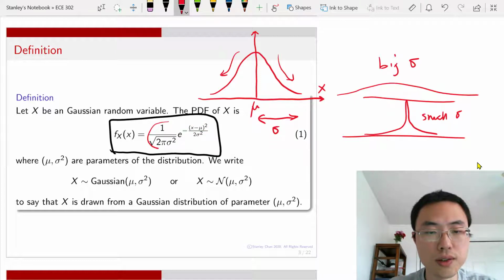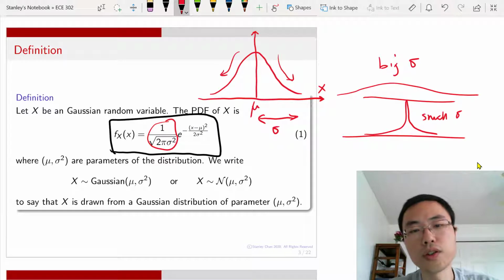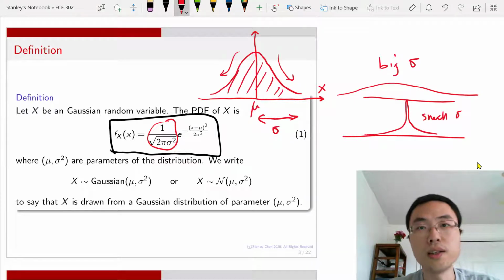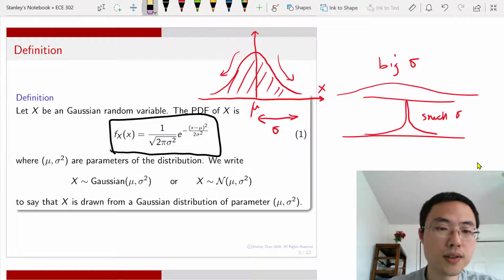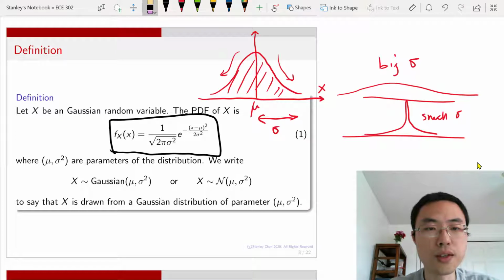And now what is this? This is a constant. The constant is there to make sure that when you integrate that curve, the area under the curve will remain unity. So this is the PDF of the Gaussian random variable. It's not too difficult to memorize.